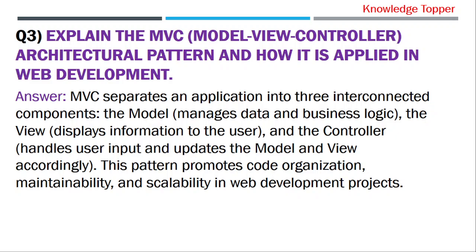Okay, so how you can answer this particular question is that, well, model view controller separates an application into three interconnected components: the model that manages data and business logic, the view that displays information to the user, and the controller that handles user input and updates the model and view accordingly. Basically, this pattern promotes code organization, maintainability, and scalability in web development projects.